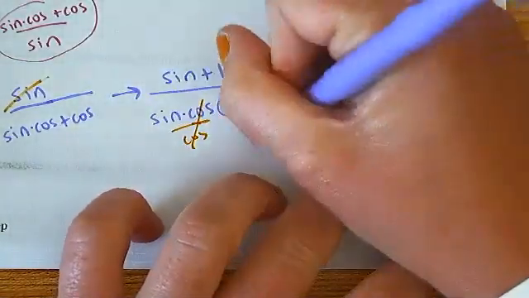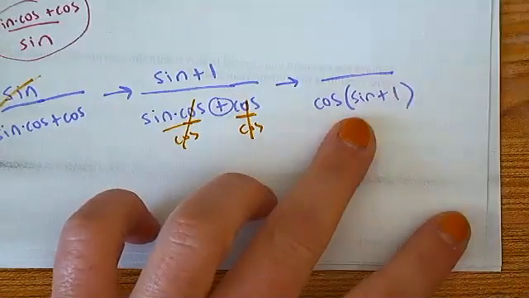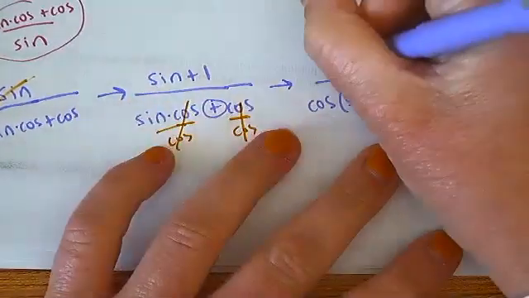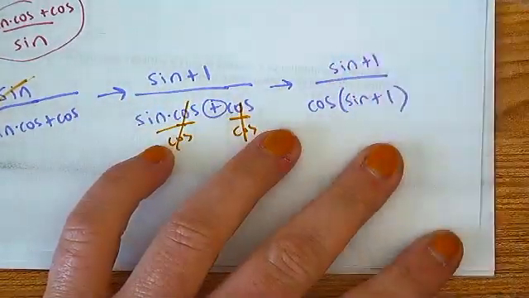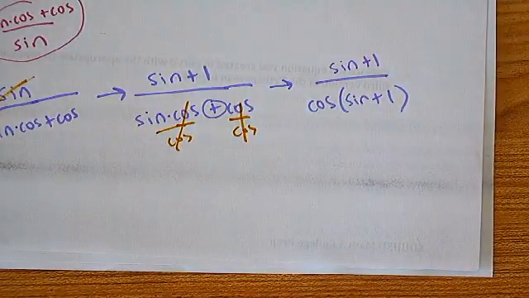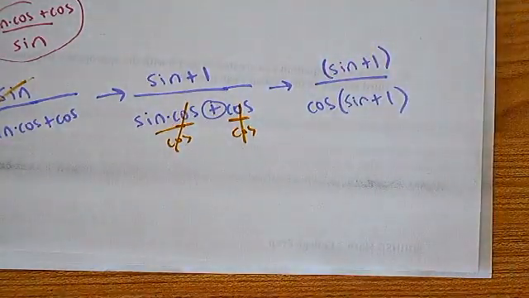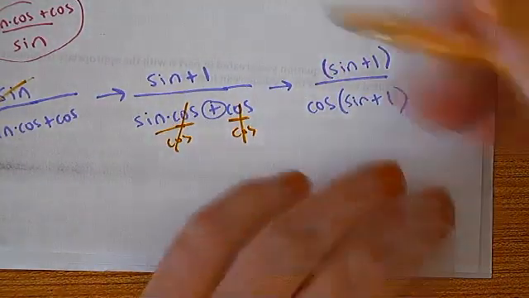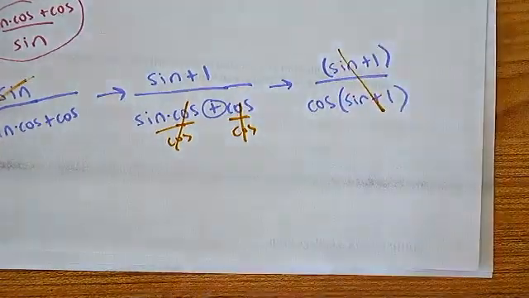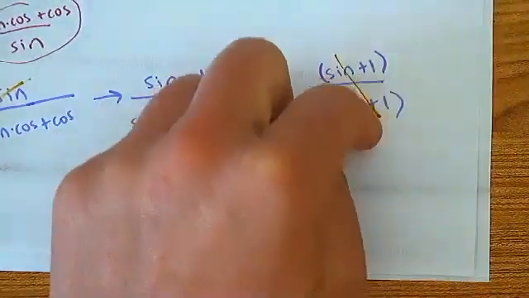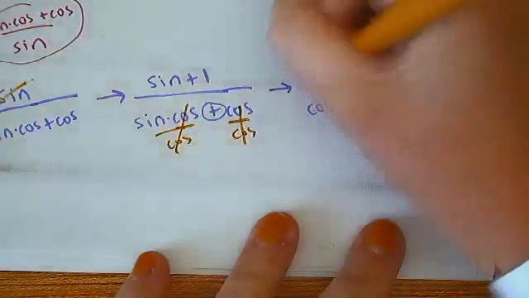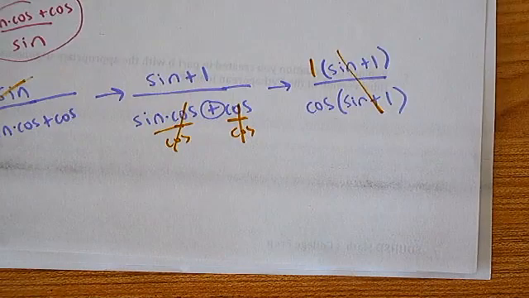plus, what's cos over cos? 1. What's on top? Do you see it? Tell me you see it. What do you do? Do you see it now? What can you do? Cancel. Top divided by bottom, same thing divided by the same thing is equal to 1. Boom. What's left, guys? We're almost there.